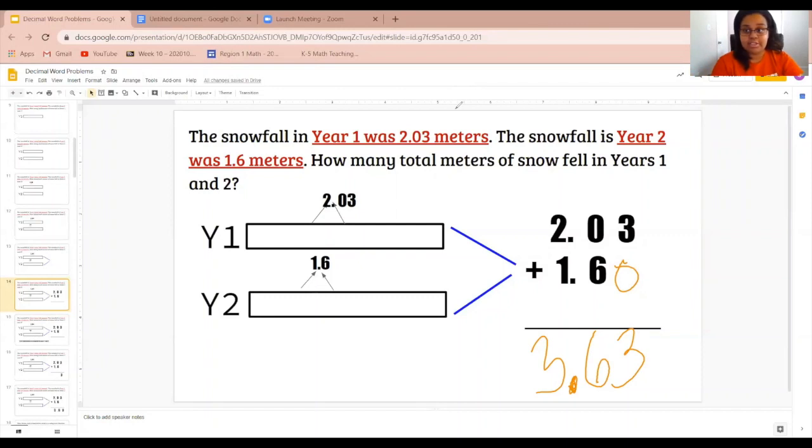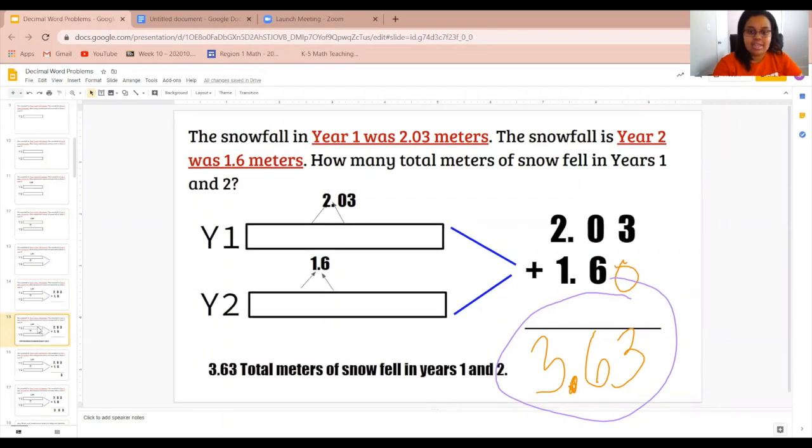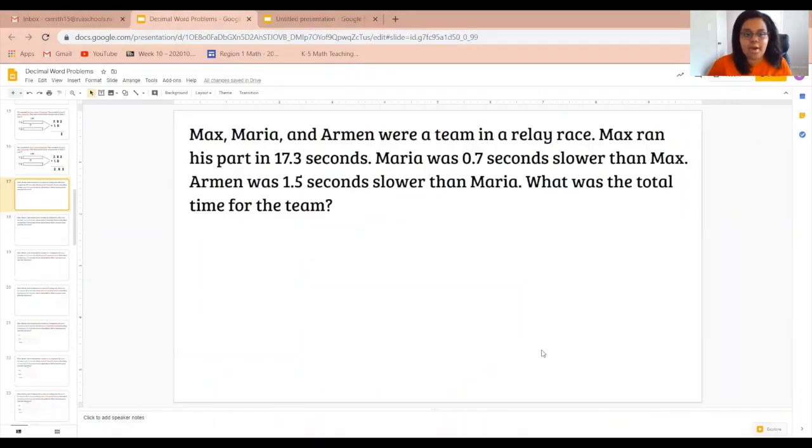Because I was working an addition problem, I can say that I found the sum. And the sum is 3 and 63/100. Now, I like to put my final answer in a sentence so it can help me make sense of the problem. So in this case, I can say that 3 and 63/100 total meters of snow fell in years 1 and 2. Taking a look now at problem 2.